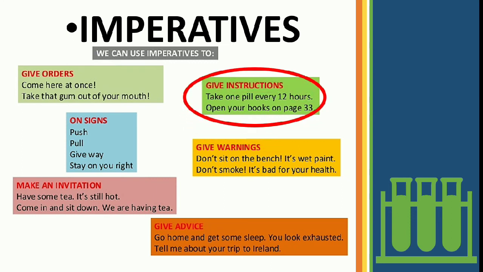Here you have an example. Take one pill every 12 hours. Open your books on page 33. So, we're going to learn about imperative verbs to give instructions. Instructions are really, really important in an experiment.